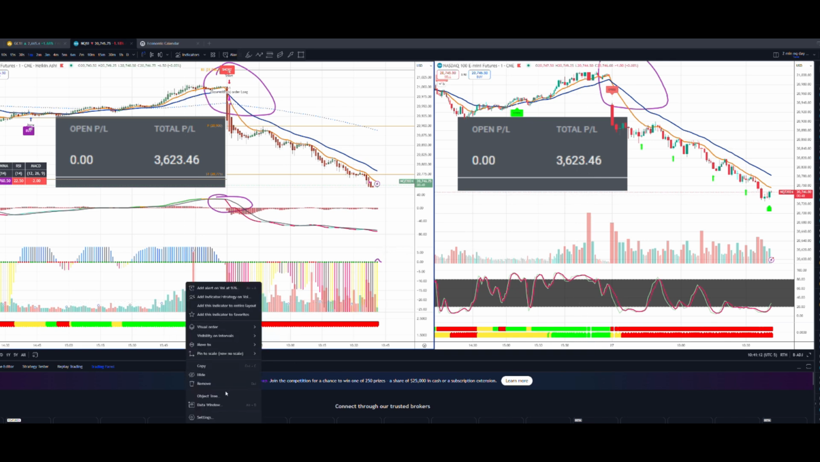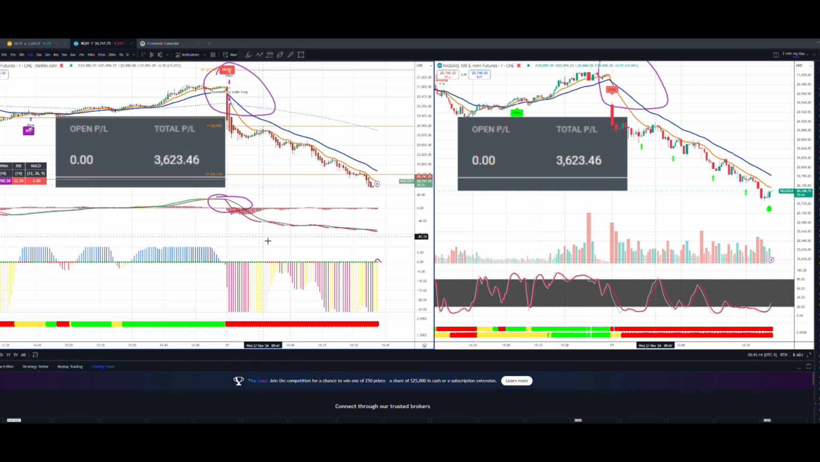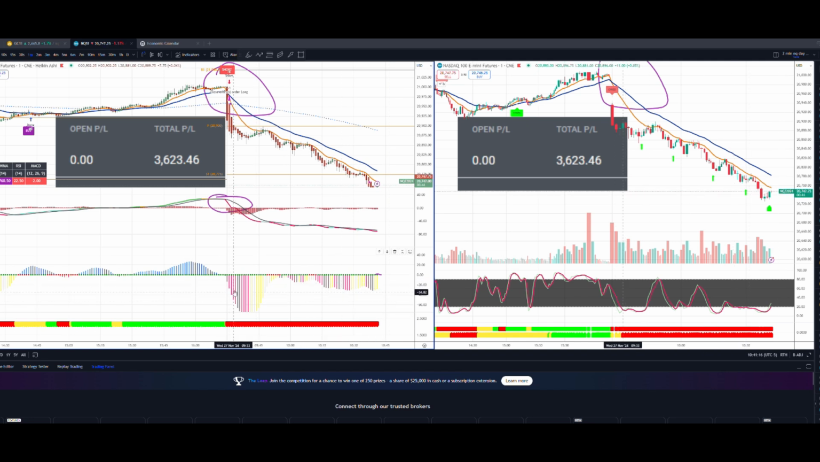Let me get rid of this volume here. Perfect. Squeeze was already firing, and it was on its way down, the histogram, right? So the squeeze was green. That's good. That means it's in our direction. The histogram was trending down.